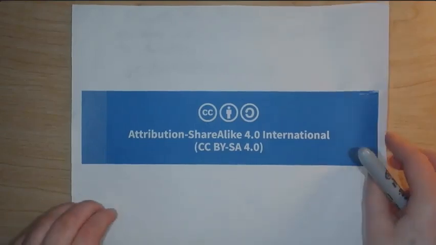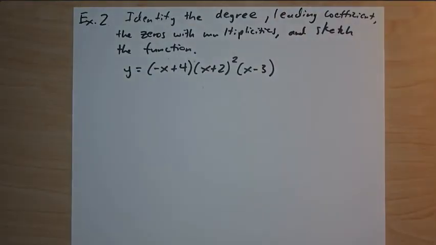This is Lab 26, Example 2. You want to identify the degree, the leading coefficient, the zeros with multiplicities, and sketch the function. We have y is equal to negative x plus 4 times x plus 2 squared times x minus 3. So we're going to first identify the degree.